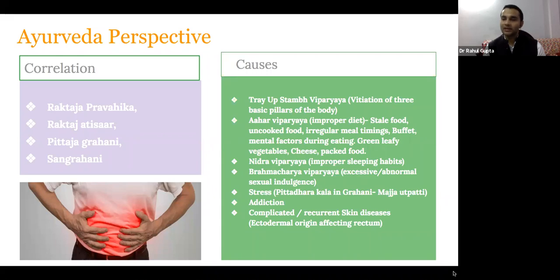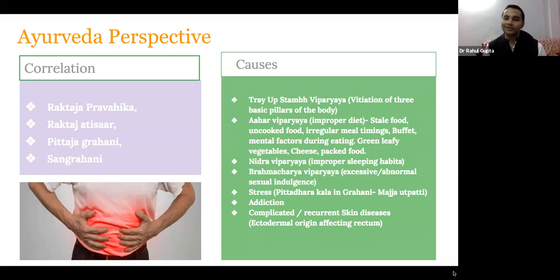Next one is the second pillar, that is nidra or sleep. Improper sleeping habits are a positive factor. That means if you are sleeping in the daytime, or if you are not sleeping at night time, then it can cause ulcerative colitis. Third one is brahmacharya viparyaya or abstinence. That is, excessive or abnormal sexual indulgence can cause ulcerative colitis.